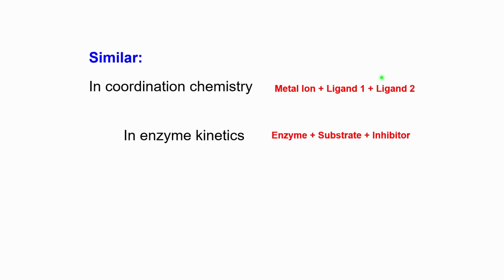These equations are similar to what you have in coordination chemistry, in organic chemistry. So metal ion reacts with ligand 1 and ligand 2. Or in enzyme kinetics, when enzyme reacts with substrate and inhibitor. These equations are exactly identical, but physics can be slightly different.